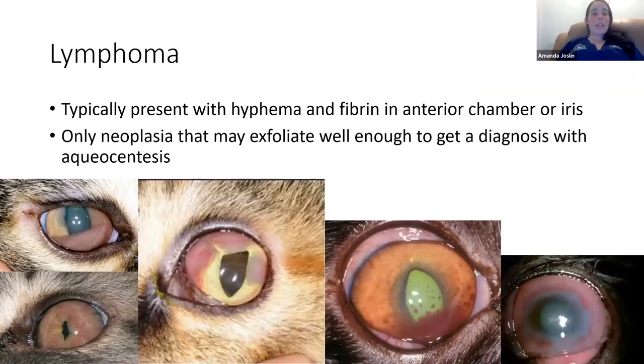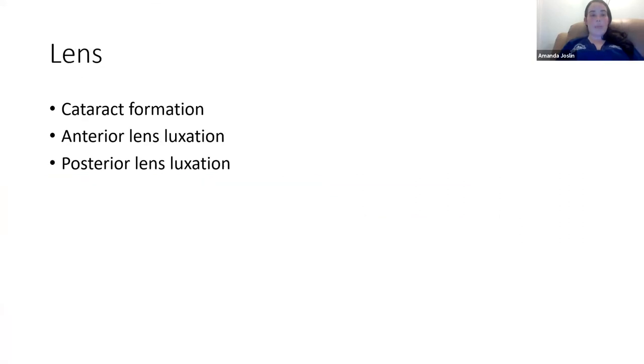Lymphoma. So typically for lymphoma, we have hyphema, fibrin, and a pink, fleshy mass that either is coming from the iris or, if it's secondary to lymphoma throughout the body, just ends up sitting in the anterior chamber as a uveitis. We typically say we cannot get an answer from an aqueocentesis, or taking fluid from the front of the eye, with any cancer, but lymphoma is actually one of the only neoplasias that can exfoliate well enough to consider getting a sample through the anterior chamber.